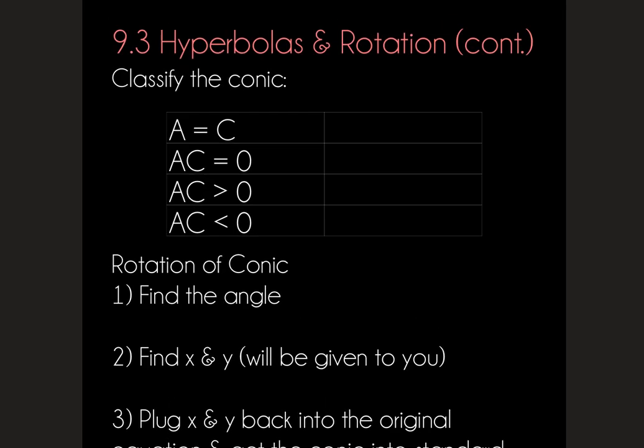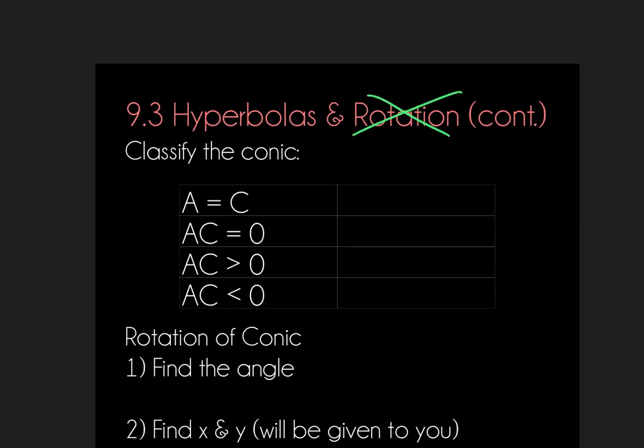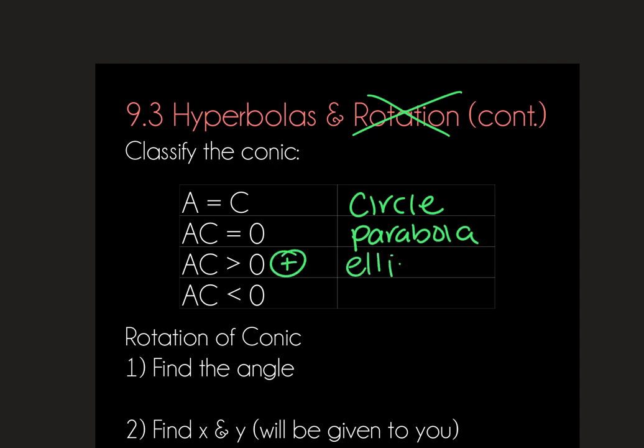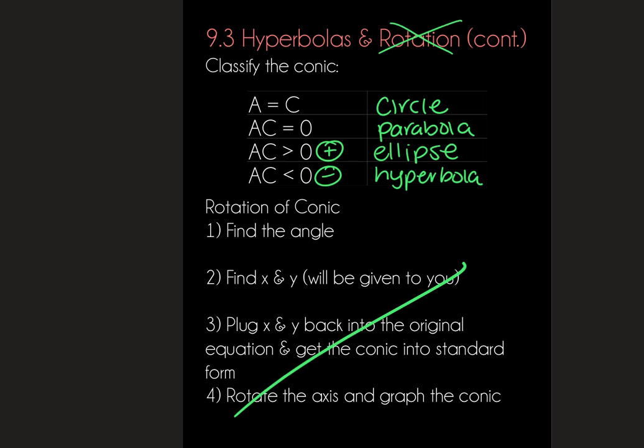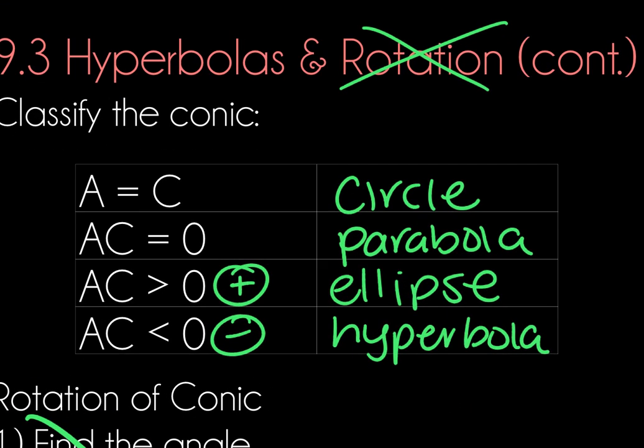Classify the conic, not rotation, but classify. If A equals C, it's a circle. If A times C is 0, it's a parabola. If A times C is bigger than 0, which means it's positive, it's an ellipse. And if A times C is less than 0, which means it's negative, it's a hyperbola. You're going to get one question on classification. It's your opportunity to get some easy points.